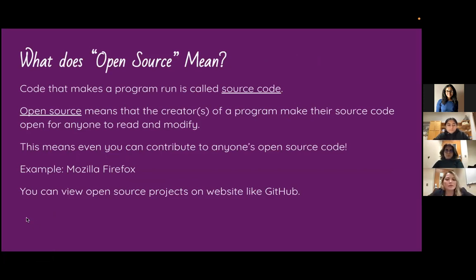So open source is whenever the source code is available for a program and anyone can take a copy of that program and modify it and contribute to that code. So some open source programs, here it says Mozilla Firefox. So you could find the source code for Firefox, make changes locally on your own computer and submit it to be added to the source code.